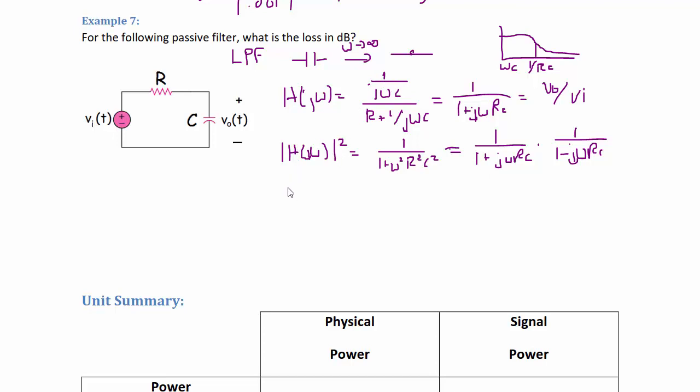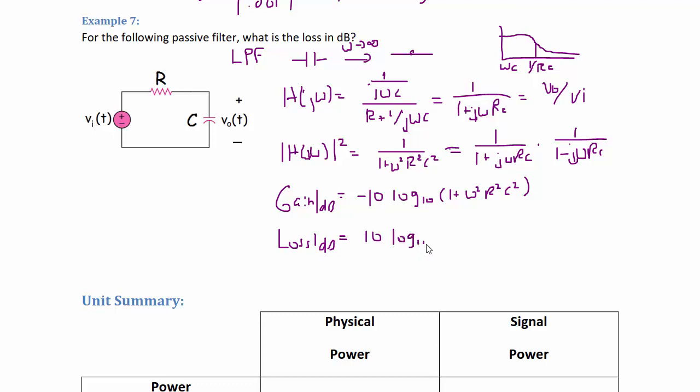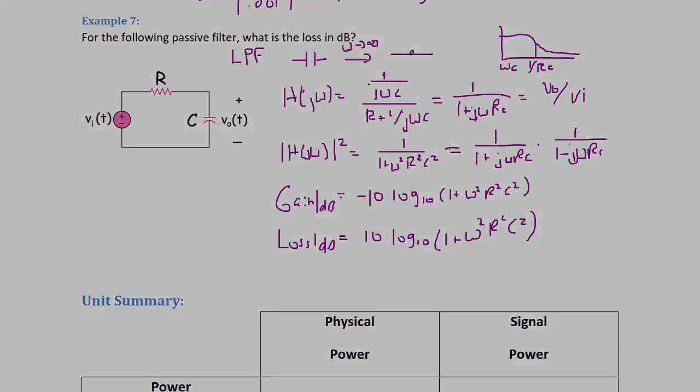So the gain in decibels would be equal to negative 10 log base 10 of 1 plus omega squared r squared c squared. And the loss in decibels would be equal to 10 log base 10 of 1 plus omega squared r squared c squared. Remember, there's a negative relationship between the gain and the loss.